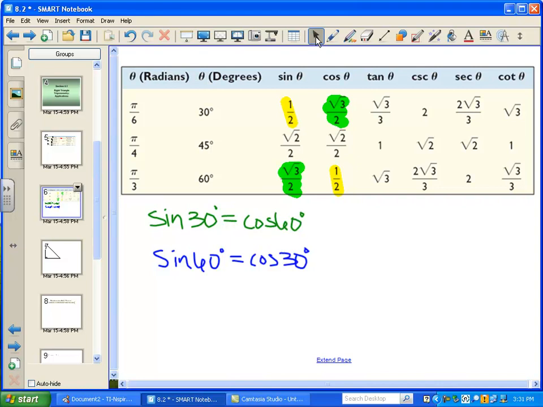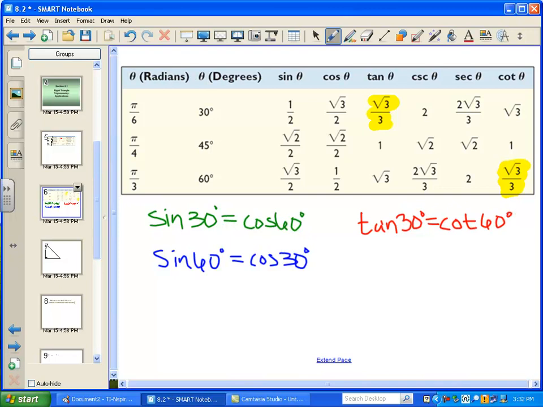Let's take a look at the other parts of the table here. Let's look at tangent. Let's get rid of some of these first. And then let's look at tangent, square root 3 over 3. Where else do I see that? Looks like over here, tangent 30 is square root 3 over 3. Well, cotangent 60 is square root 3 over 3. So I've got that relationship as well, that tangent 30 is equal to cotangent 60.